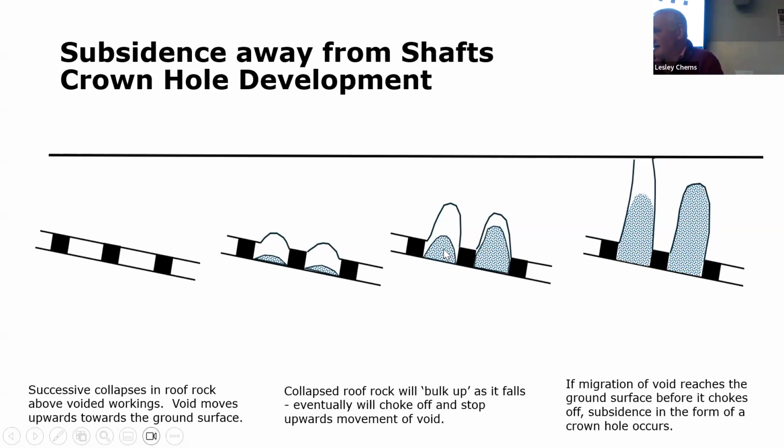And in these two instances, it's unlikely to happen in reality, but just to demonstrate a point, the roof rock that's collapsed here, in this one, it's bulked up. It's occupying a bigger volume than it is in this one. The collapse continues. In this instance, it reaches the surface, you get a crown hole feature, subsidence crown hole on the surface. But this one, because it bulked up more, the crown hole is actually choked off. So the void has effectively disappeared at shallow depth. That's never going to reach that surface. You're not going to get subsidence above that.